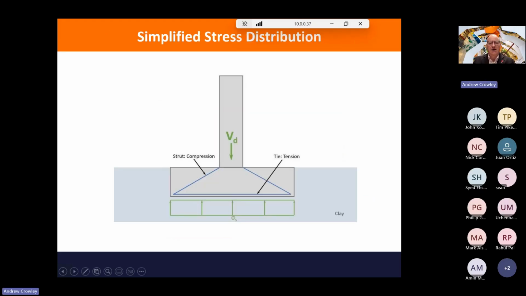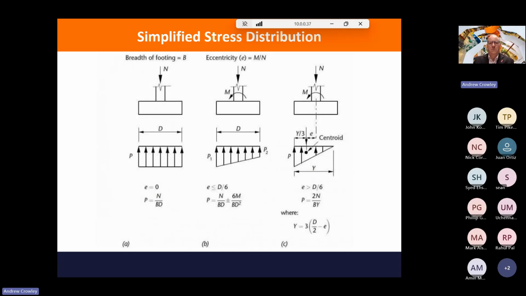In a simple case, you've got your load coming down onto your pad foundation. It's distributed as if it's a strut and tie model. And we can sometimes assume that your stress underneath the concrete pad foundation is uniform. If your load is eccentric or you have a bending moment applied to the pad foundation, then you won't have a uniform stress distribution, but we simplify it to say we have a linear stress distribution. So moving from left to right, we've got a simple concentric load giving you a uniform load underneath, and so the stress underneath is just the load divided by the area of the pad, and our eccentricity is 0.